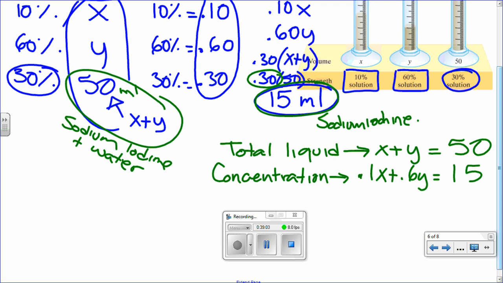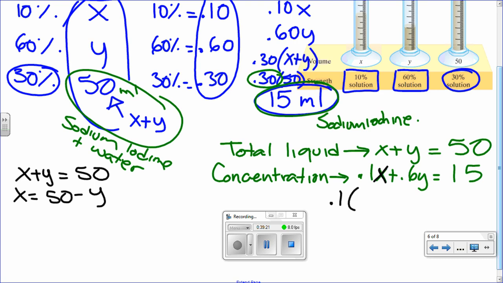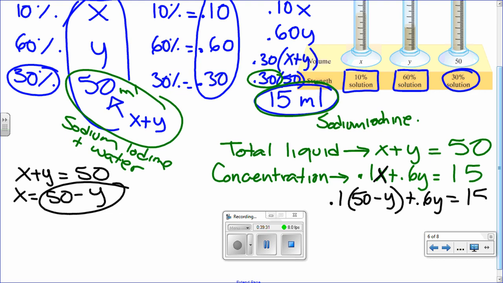I'm going to use substitution. x plus y equals 50, and I'm going to solve for x, so x is 50 minus y. Then I substitute into the other equation: 0.1 times (50 minus y) plus 0.6y equals 15. Then I distribute, so this will be 5, so we'll have 5 minus 0.1y plus 0.6y equals 15.